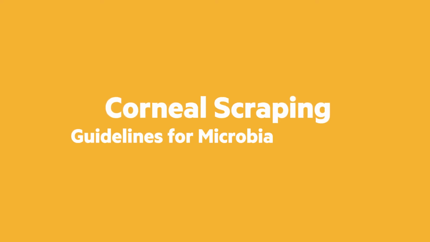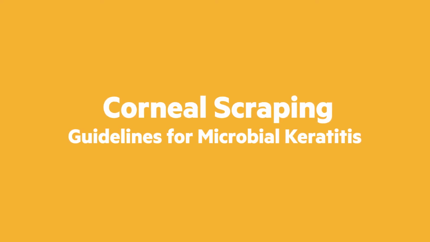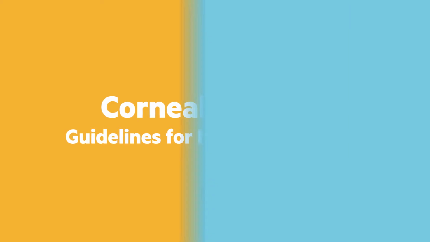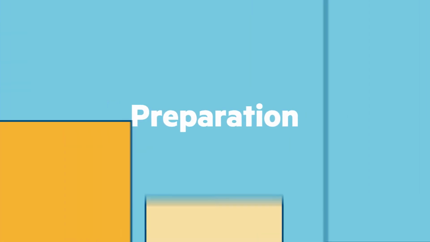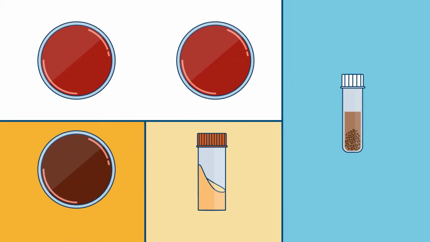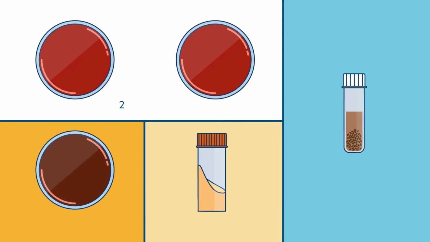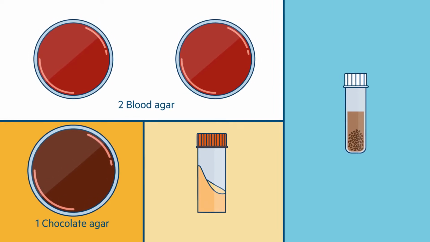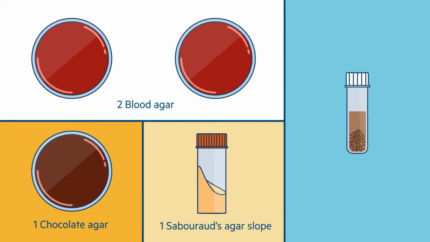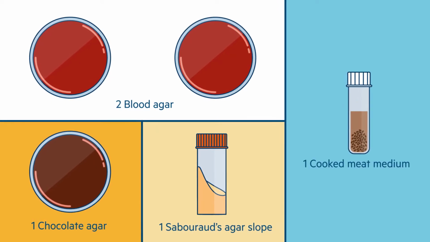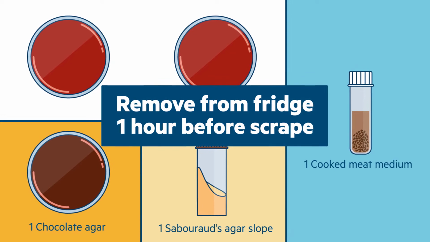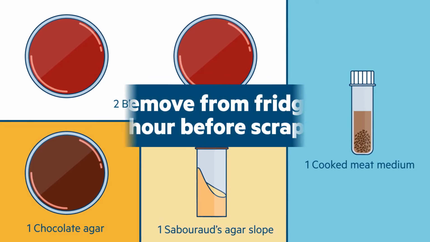For the best chance of getting a result from corneal scraping, please follow these steps. Getting prepared. Grab a sample kit from the fridge and check that it's got everything you need. 2 blood agar, chocolate agar, Sabouraud's agar slope, and cooked meat medium. Leave it for about an hour until it reaches room temperature.